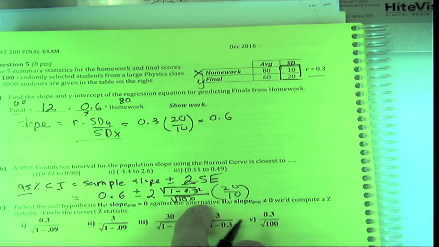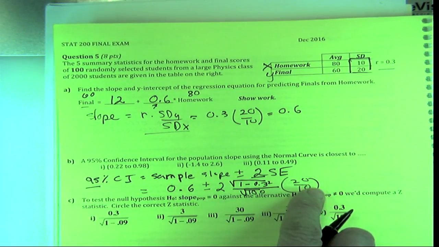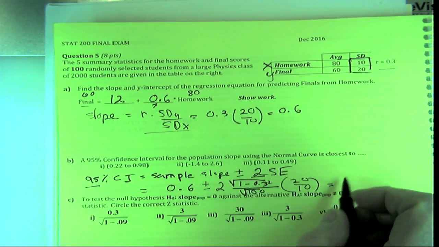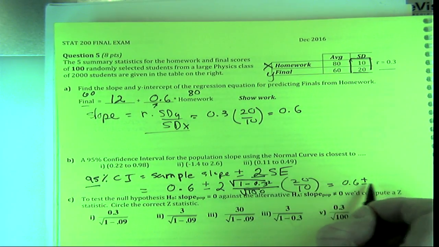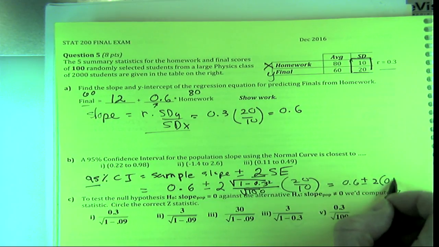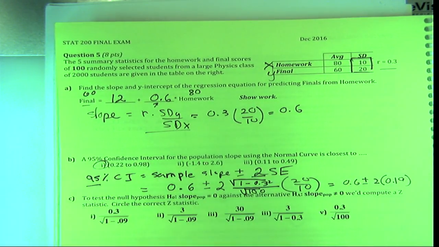When you do all that out, add and subtract, I got 0.6 plus or minus 2 times 0.19, so it's this one.